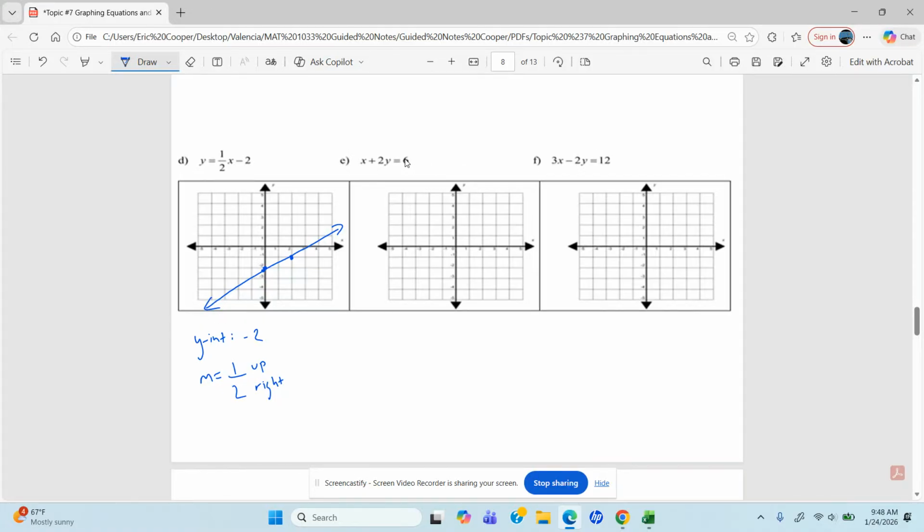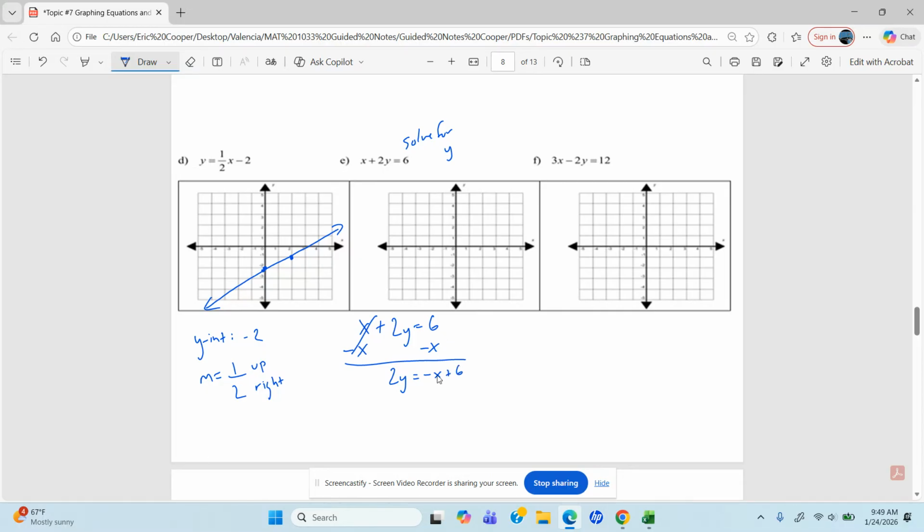Now for E, we notice this value isn't solved for y. We want to be able to solve for y in order to put it in slope-intercept form. So we can do that by what we learned earlier in the class. We're going to move things to get y by itself. In this case, I have to get rid of the positive x, so I'm going to subtract the x to the other side.